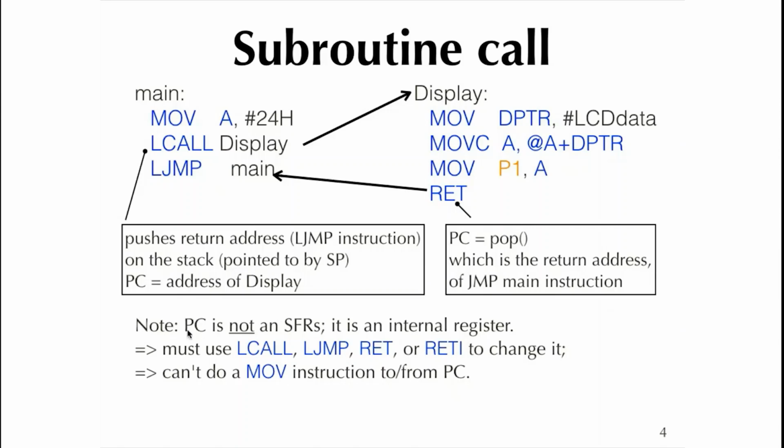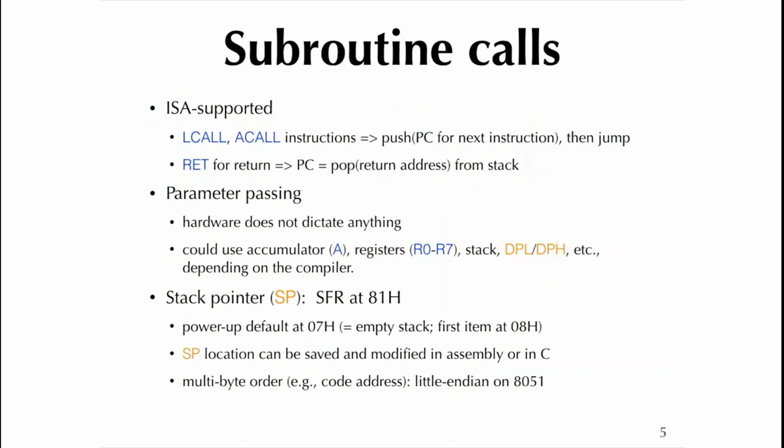So anyway, so lcall, ljump, return, RETI. RETI, as you remember, is return from an interrupt service routine, right? But you really don't get to do a move, but you don't need to. So subroutine calls, ISA supported: the lcall and acall instructions basically do a push of the PC for the next instruction, then do a jump. Return is to pop the return address from the stack into PC, right?